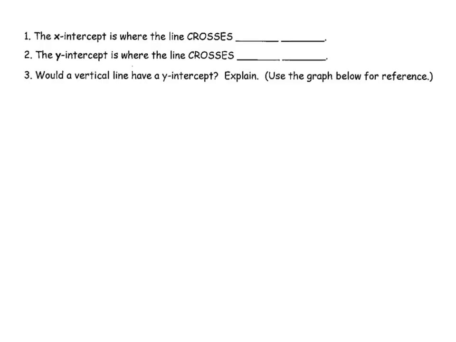The x-intercept is where the line crosses the x-axis. The y-intercept is where the line crosses the y-axis. Would a vertical line, let me draw for you. Would a vertical line have a y-intercept?